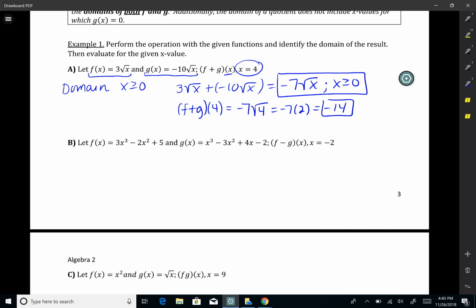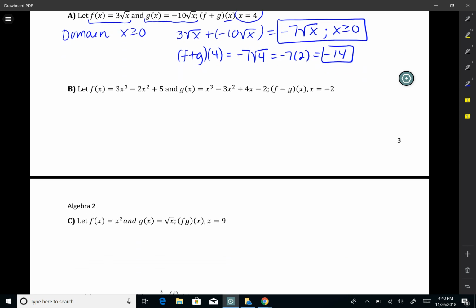Let f of x equal 3x cubed minus 2x squared plus 5, and g of x equal x cubed minus 3x squared plus 4x minus 2. We're going to find f minus g of x, and then we're going to evaluate for x equals negative 2. Now, both of these functions are polynomial functions. They're both cubics. Remember, polynomial functions all have a domain of all real numbers. So negative infinity is less than x, which is less than positive infinity.